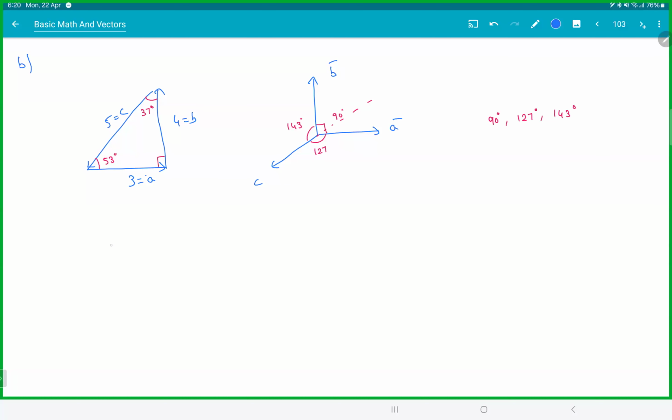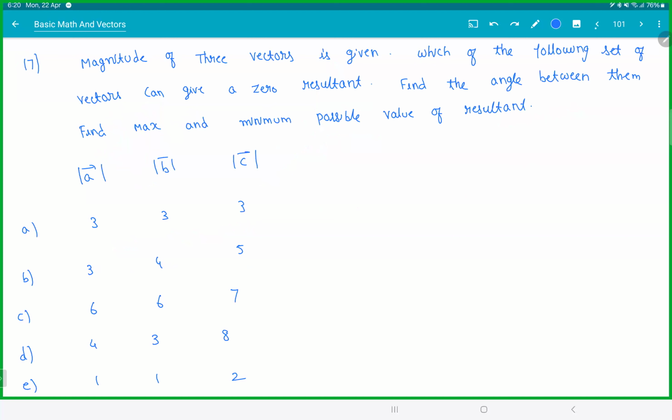What is the maximum value? Add all of them in the same direction. That is the easiest one. 3 plus 4 plus 5, 12. Minimum is 0. What about 6, 6, 7? Keep going. Get the rest now. I hope you got the catch now.